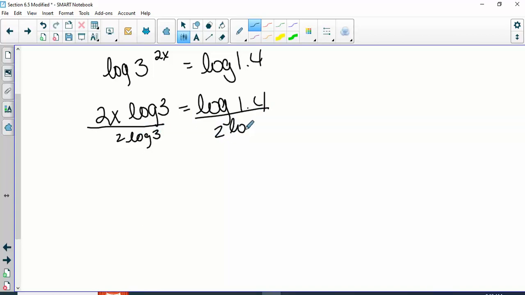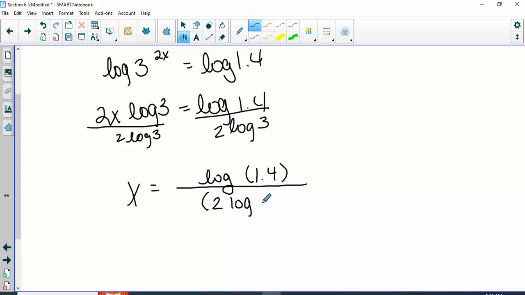Both of them. When you plug this in, you need to be very careful. So on the top we have log of 1.4. Make sure you close that parenthesis. Around the bottom, since I want to divide by all of this, I'm going to put a parenthesis here, then 2 log 3. Can you just do like 2x equals whatever that equals and divide by 2? Yep, that works as well.